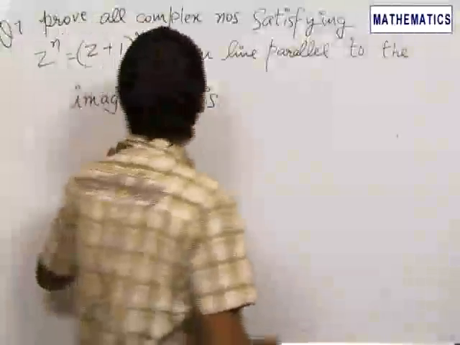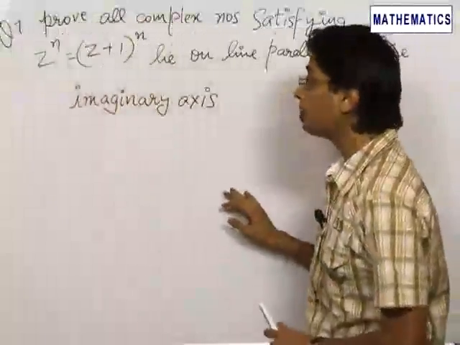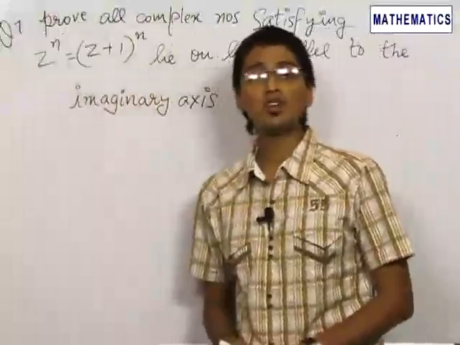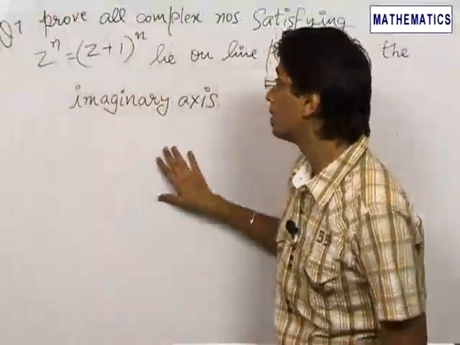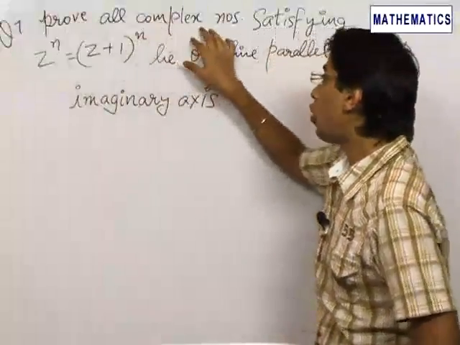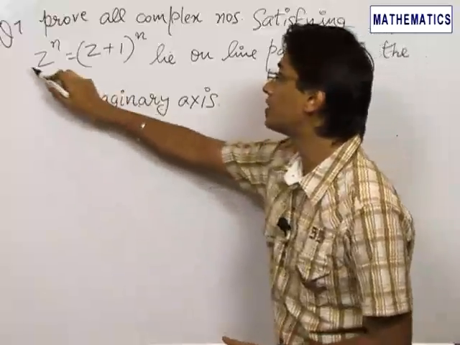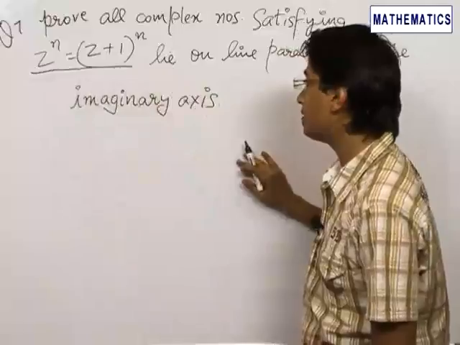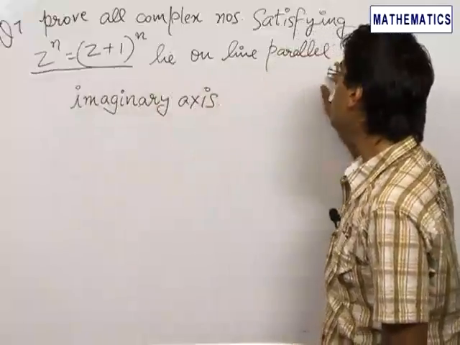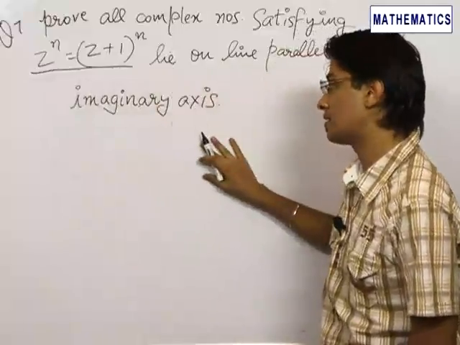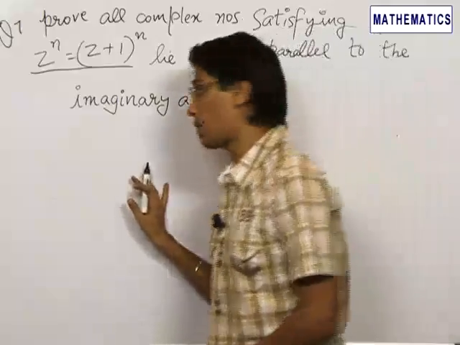So the next problem which we have is also a very good problem, as it involves the concepts of nth roots of unity. We need to prove that all the complex numbers z which are satisfying the given expression z^n = (z+1)^n lie on a line which is parallel to the imaginary axis, that is the y-axis.